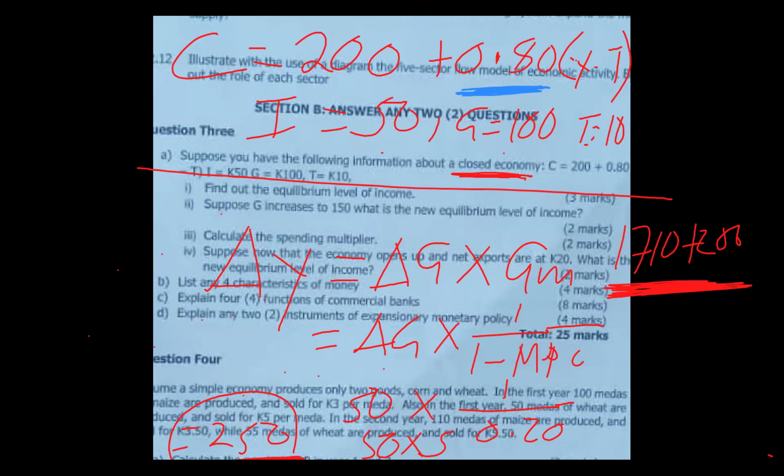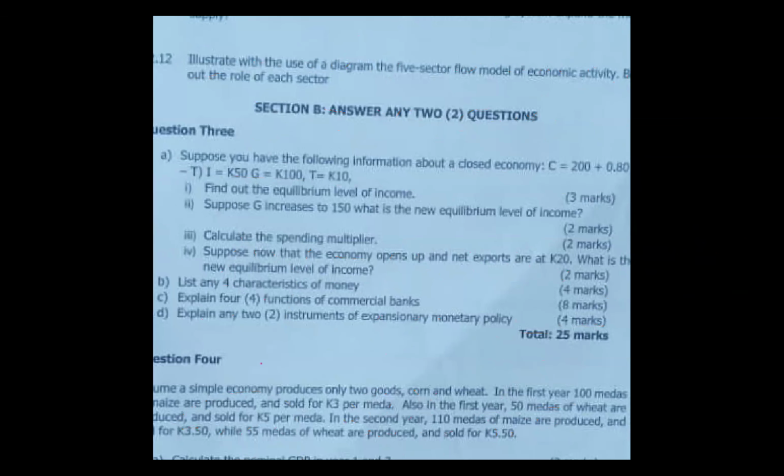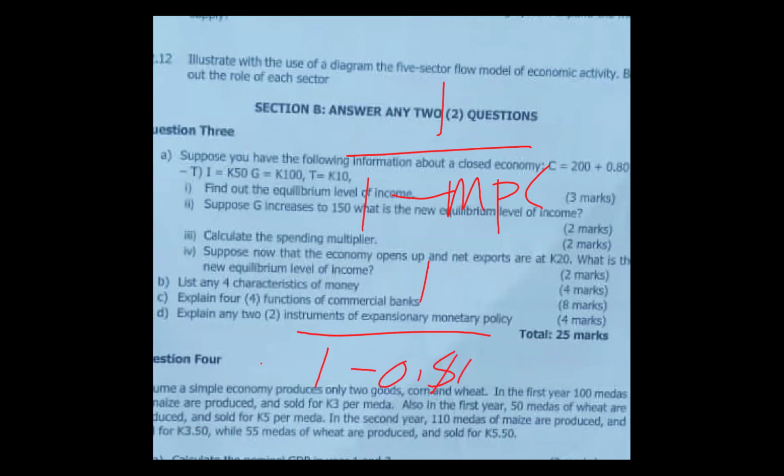Now the next question is asking us to calculate the spending multiplier, which is the government spending multiplier. It's just 1 divided by 1 minus MPC. We have already calculated this one, that's why it's just 2 marks: 0.80 gave us 5. That was our multiplier.